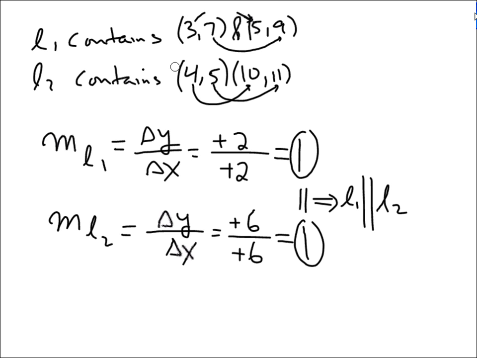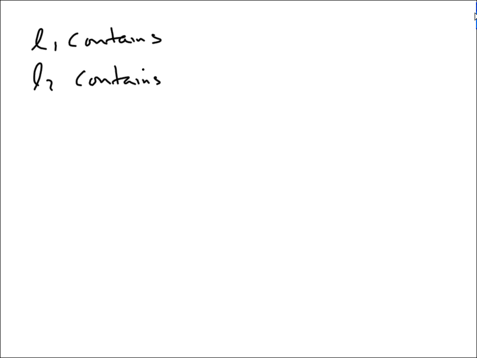Okay, I'm going to give you the same type of information for a second set of lines. I'm going to give you 2 points on each of them. And we're going to determine if they are parallel, perpendicular, or possibly neither.